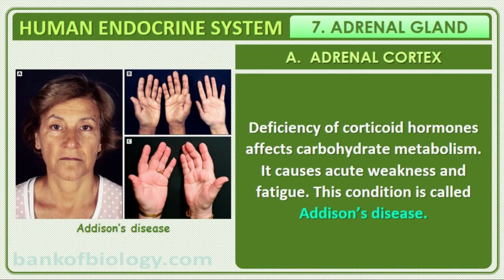The deficiency of corticoid hormones affects carbohydrate metabolism. It causes acute weakness and fatigue. This condition is called Addison's disease. Here we can see the person affected with Addison's disease. Deficiency of corticoid hormones affects carbohydrate metabolism and causes acute weakness. See the fingers and all. In the face we can see the weakness. Acute weakness and fatigue. This condition is called Addison's disease.